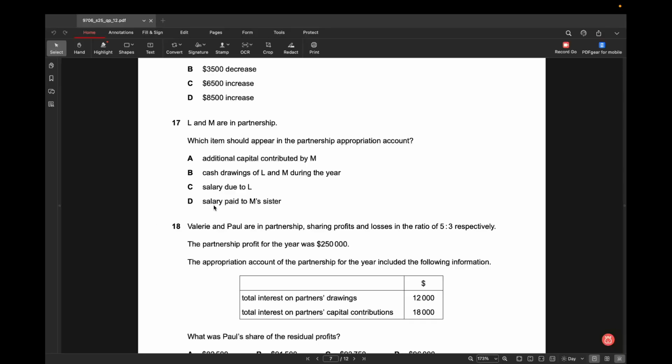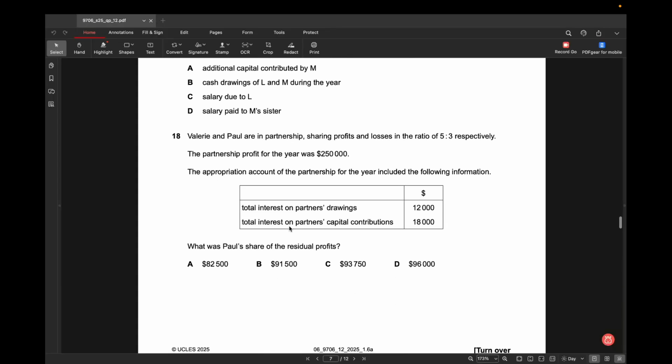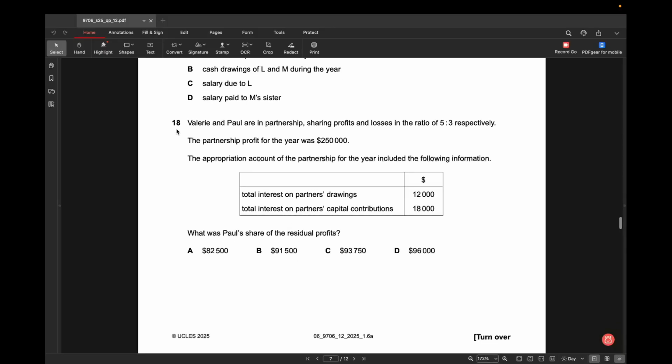And the last one is salary paid to M's sister. If it is for M, it will be recorded in the appropriation account, but it is M's sister, so we are considering that she is an employee. So we'll record this in the statement of profit and loss account and not in the appropriation account. The correct answer for 17 is C, salary due to L. Okay, 18.